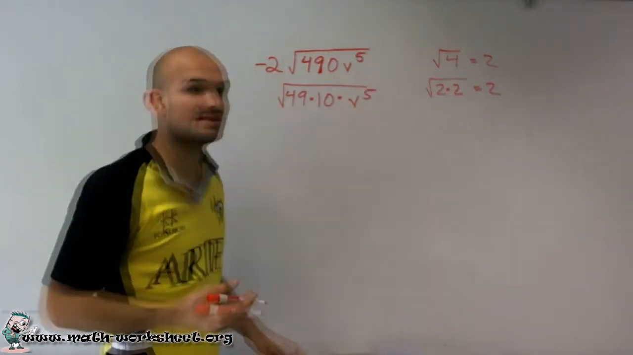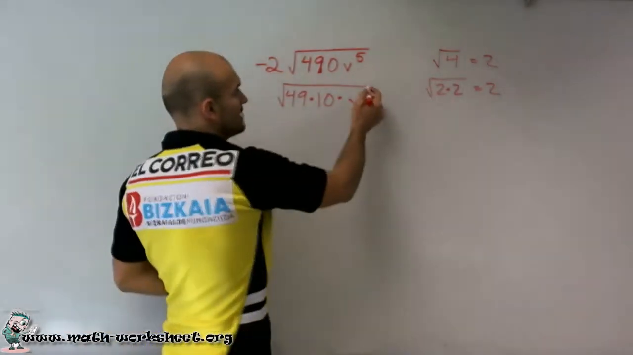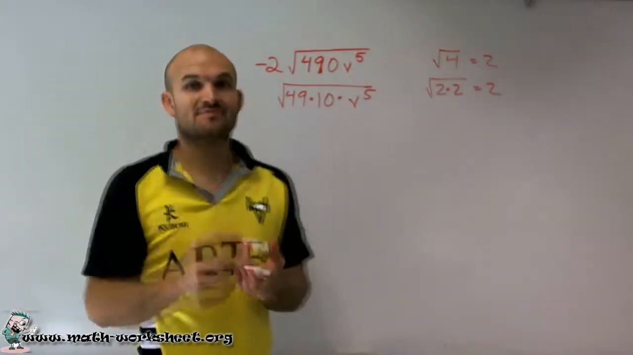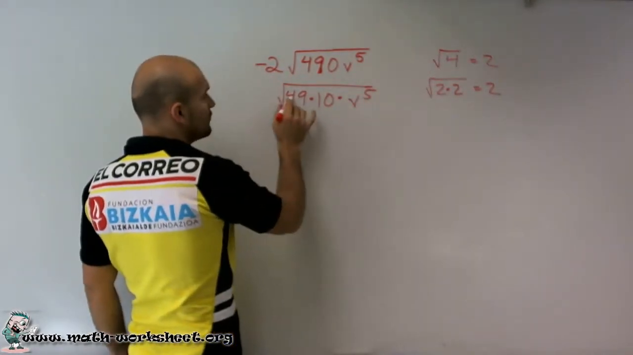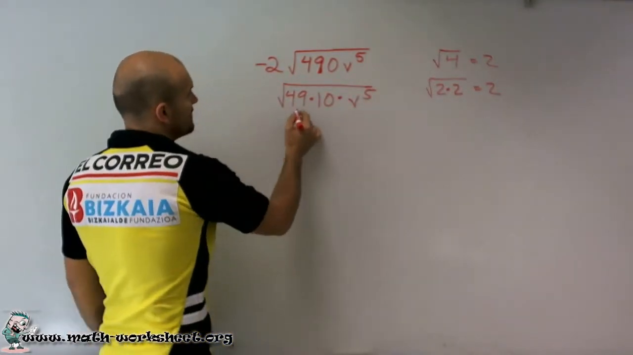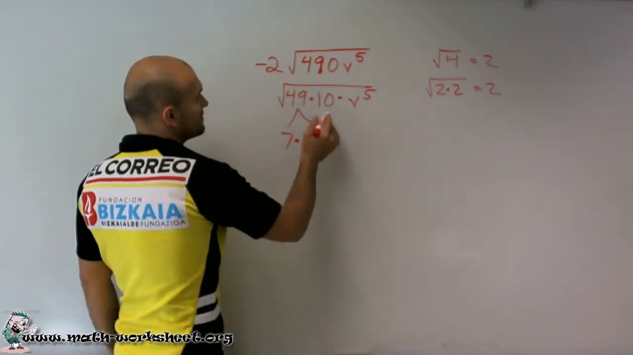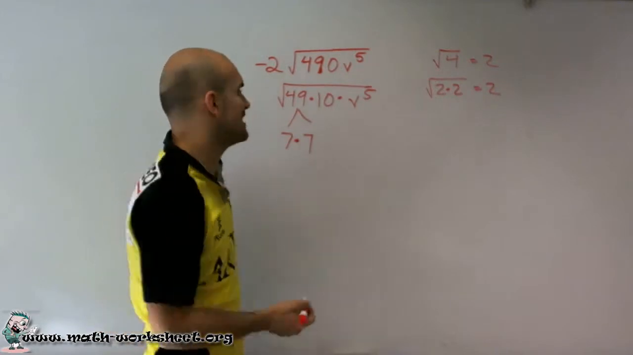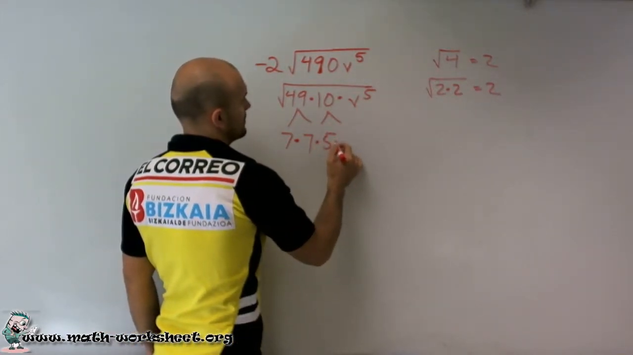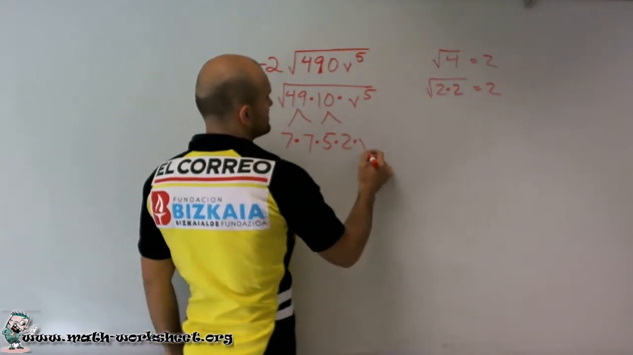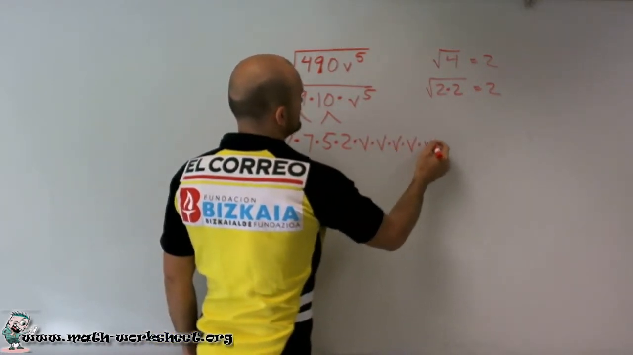Now v to the 5th is a special case because you want to ask, how can you rewrite that? Well, that can be rewritten as v times v, 5 times. So I'll get to that in a second. So 49, if we factor that, can be factored into 7 times 7, and 10 can be factored down into 5 times 2, times v times v times v times v times v.